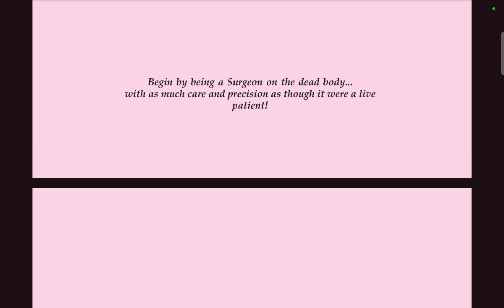Begin by being a surgeon on the dead body with as much care and precision as though it were a live patient.